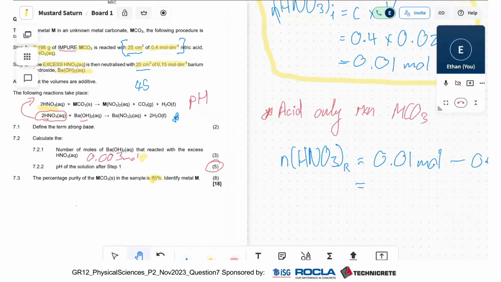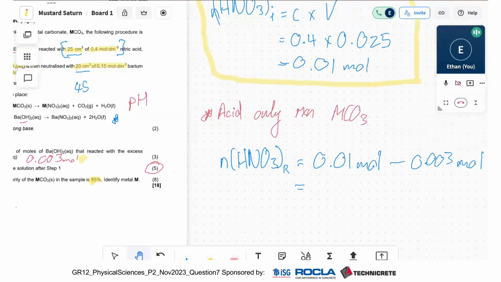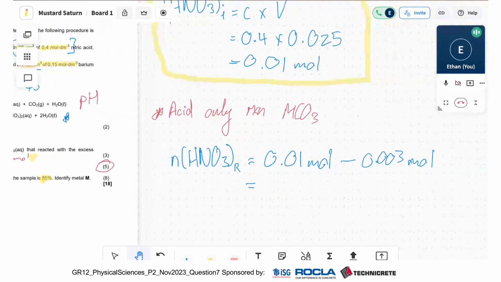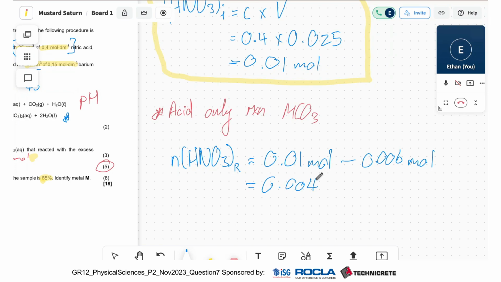Yeah, see, you got to be careful. The 0.003 is the moles of barium hydroxide, not the acid. So we actually need to multiply this by 2 as we did in the other question. So this is actually 6, not 3. You have to be very careful with these questions. And this gives us 0.004 moles. Okay, so now we know exactly how much acid reacted.